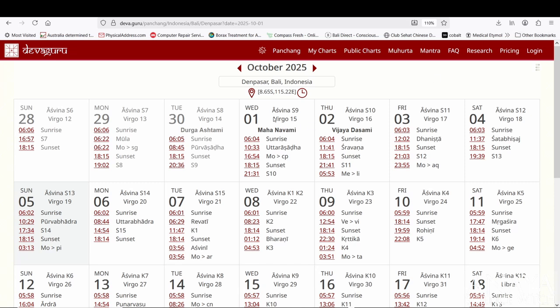So what we can see on Wednesday the 1st is that at 16:54, the moon moves into CP. What is CP? Capricorn. The moon moves into Capricorn, which is not Aquarius. So the moon moving into Capricorn, and then the next day, you just track it down. The MO, the moon, is not doing anything. What's this ME? That's Mercury. Don't worry about all that. And then Friday the 3rd, you can see at 23:55, the moon is now moving into Aquarius.